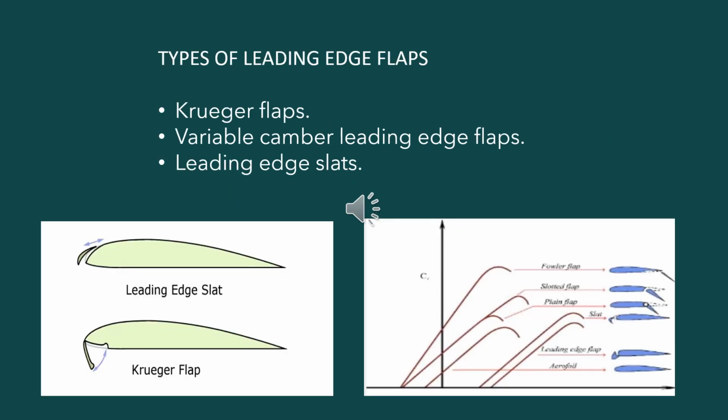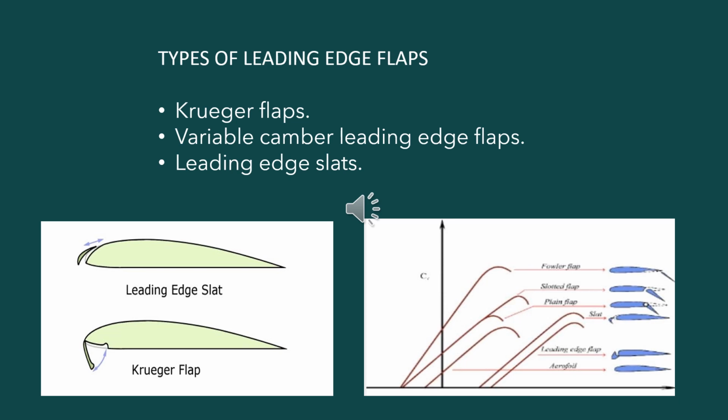Here are the types of leading edge flaps: Kruger flaps, variable camber leading edge flaps, and leading edge slats. Kruger flaps are lift enhancement devices that may be fitted to the leading edge of an aircraft wing. Unlike slats, the main wing upper surface is not changed. Instead, a portion of the lower wing is rotated out in front of the main wing leading edge. The very next is variable camber leading edge flaps.